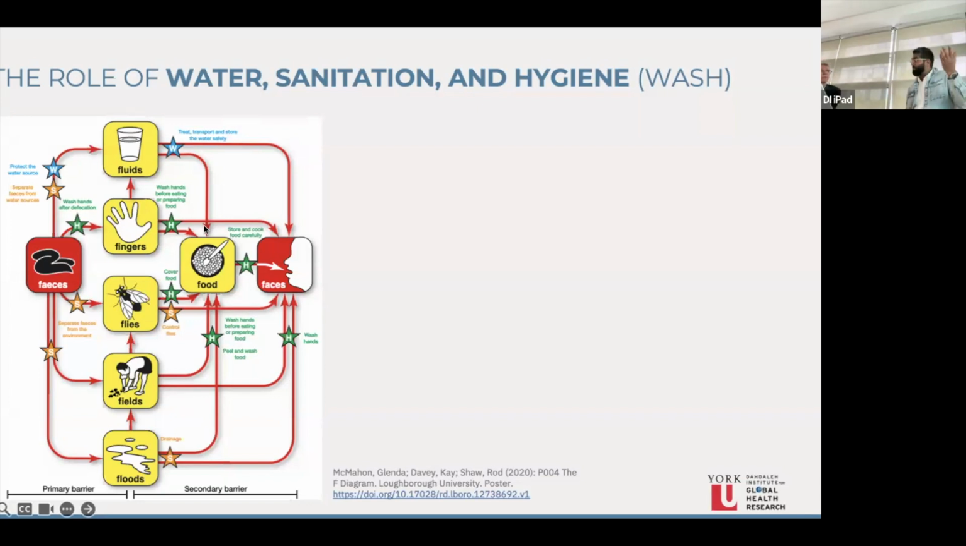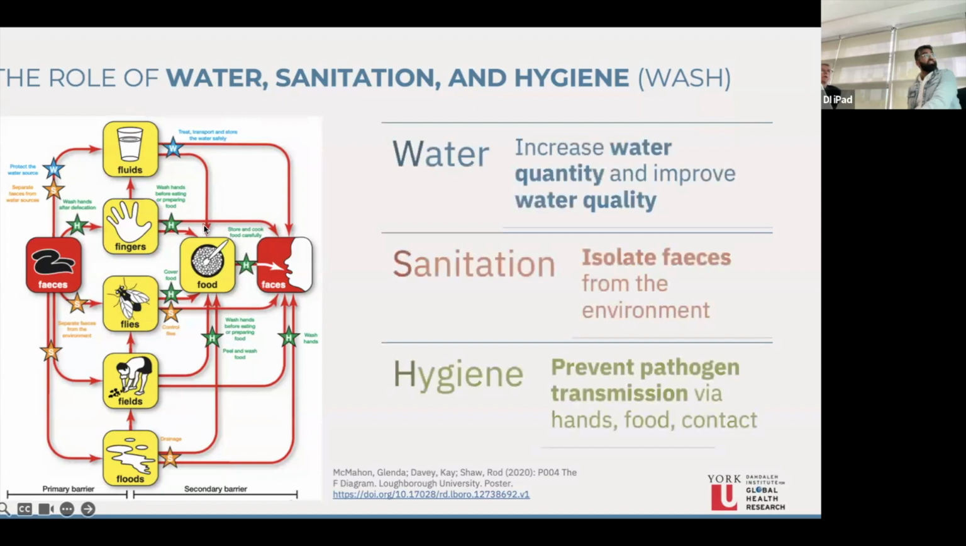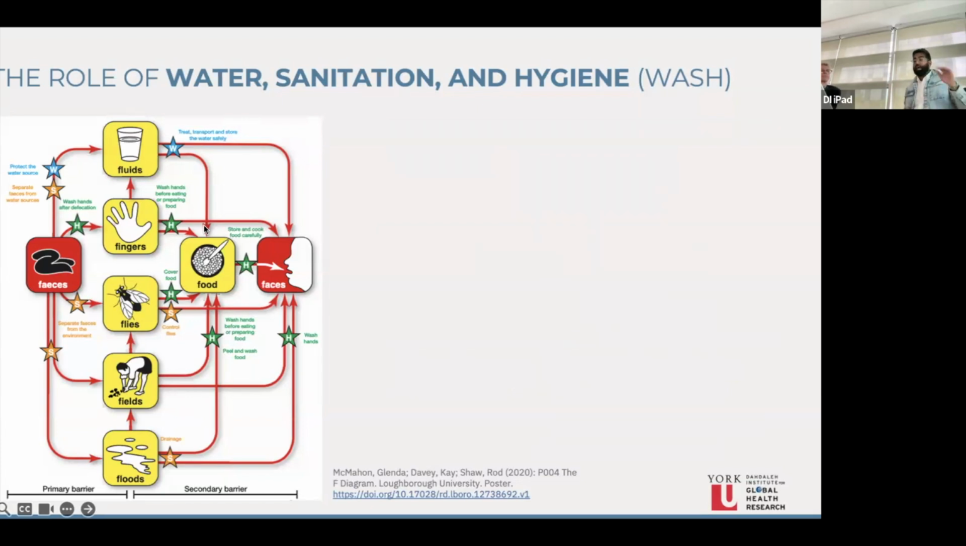This diagram is called the F diagram. Maybe you're familiar with it. It's really important for any WASH practitioner because it shows how those waterborne pathogens move through the environment from an infected person to ingestion by a new person, right? And it's called the F diagram because the pathways can all start with F. So fluids like drinking water, fingers, so direct unsanitary contact, flies moving contaminants around, fields, so direct environmental contamination, floods and surface water more generally, and then food, contaminated food. These are all the pathways that these pathogens travel.